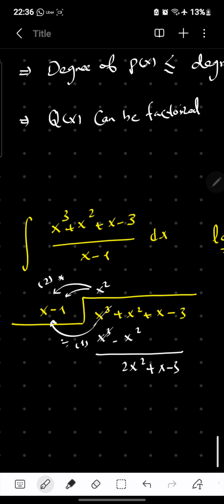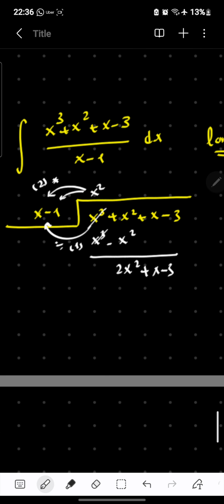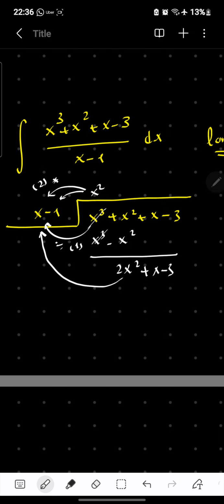It will be repeated. Repeat. 2x power 2 over x, it's 2x. Multiply 2x times x, 2x squared, to be cancelled. Remember, 2x times minus 1, minus 2x. Repeat this example again and again, because if you don't understand the long division, okay, it will be 3x.